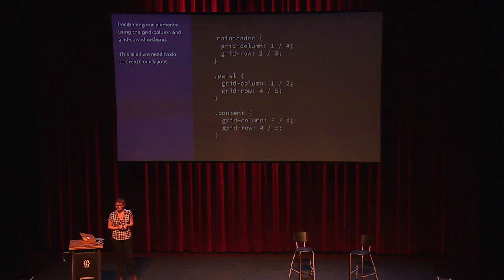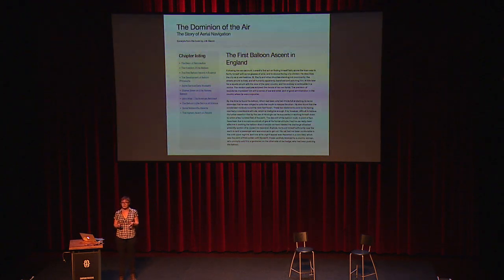So we do it like this. The header with a class of main header is going to span right across the grid from column line 1 to line 4. It starts at row line 2 because that's the start of the first auto-size track and finishes at 3. The panel is a sidebar, and then the content area sits next to the panel. So that's our entire layout described. And so we end up with this.